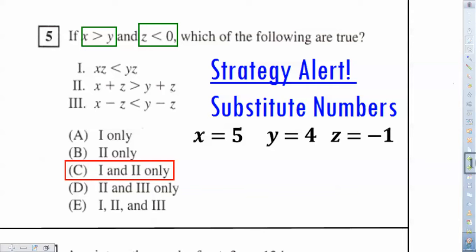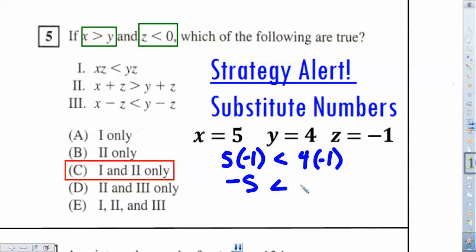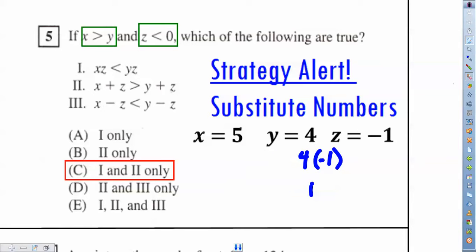Then you can just start plugging in those choices and figuring out situations where that works. Looking at situation number 1, now I have 5 times negative 1, and I'm checking to see if that's actually less than 4 times negative 1. And I think it is. If you think about that number line up there on the top of my wall, we have negative 5 being less than negative 4, and that is true. So 1's true.